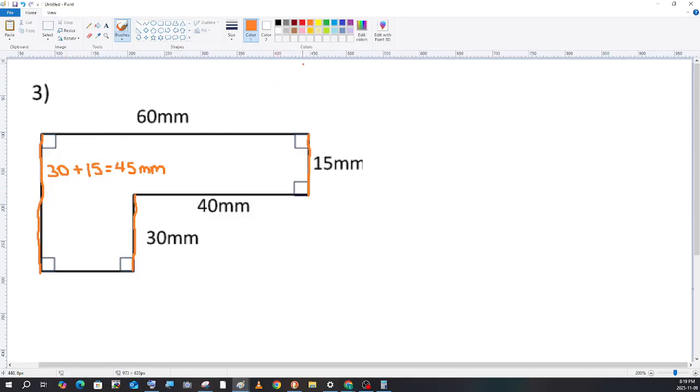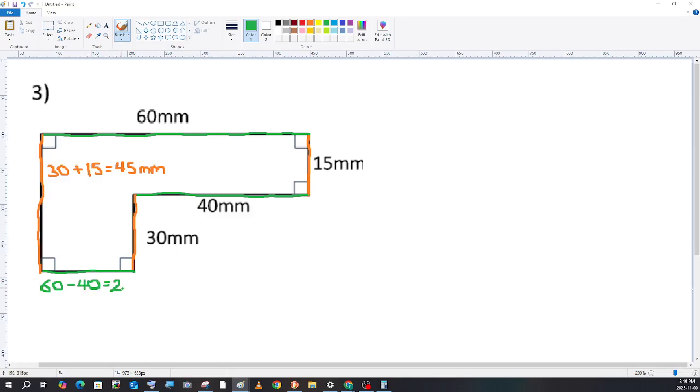All right, and we have one other missing side in this one. It's this side here on the bottom in green. All right, so to find this, it's actually going to be the same thing we've been doing in questions 1 and 2. We take a look at the very long side that it's parallel to and the shorter side that it's parallel to. This is going to be what you get if you take 60 and take away 40, right? So 60 minus 40 will give us 20 millimeters for that side.